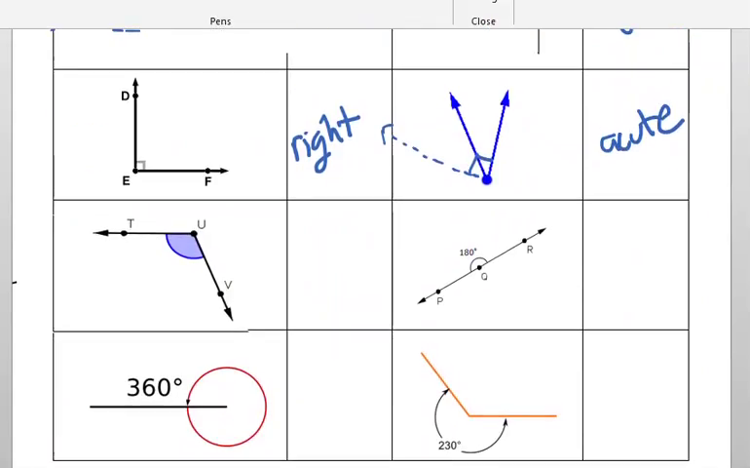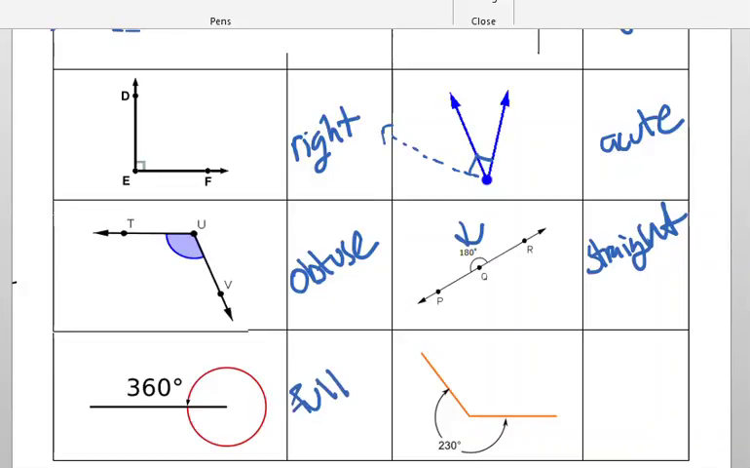This angle in here, it's more than 90, less than 180. This is obtuse. Here we have a straight line. It's drawn correctly. They're telling me it's 180, so it's a straight line. This one, they're telling me it's 360. We went all the way around, so this is a full angle.